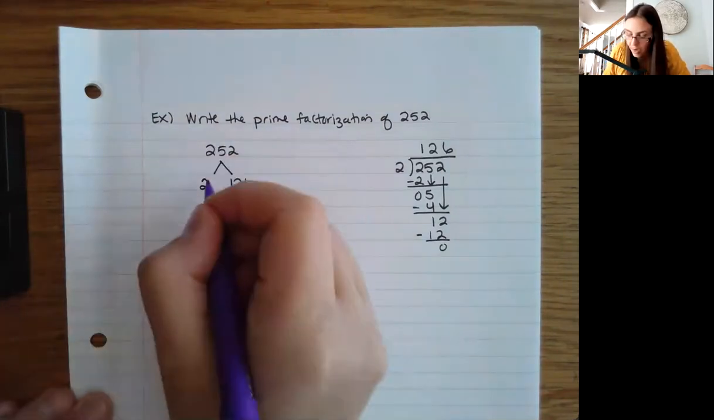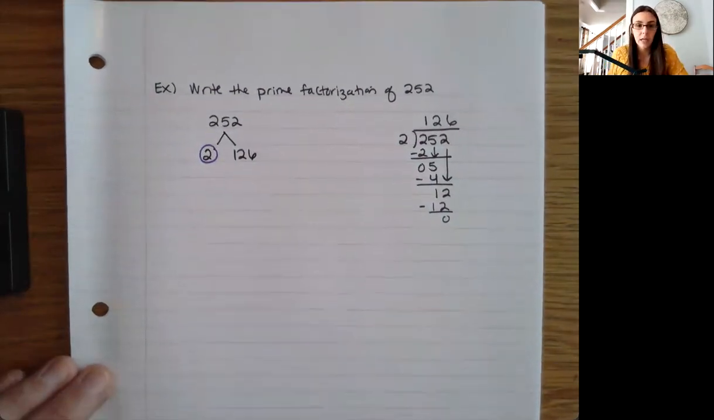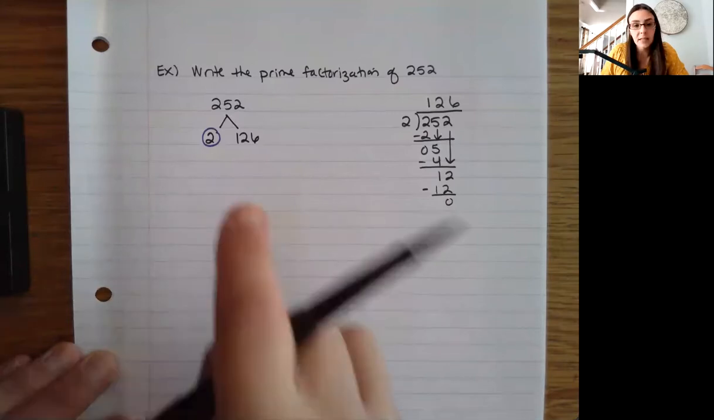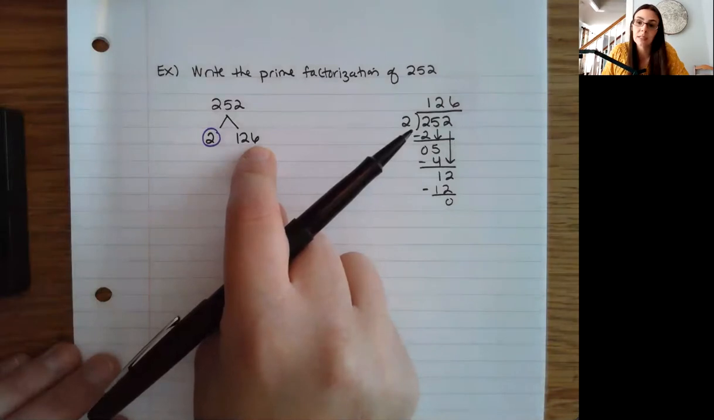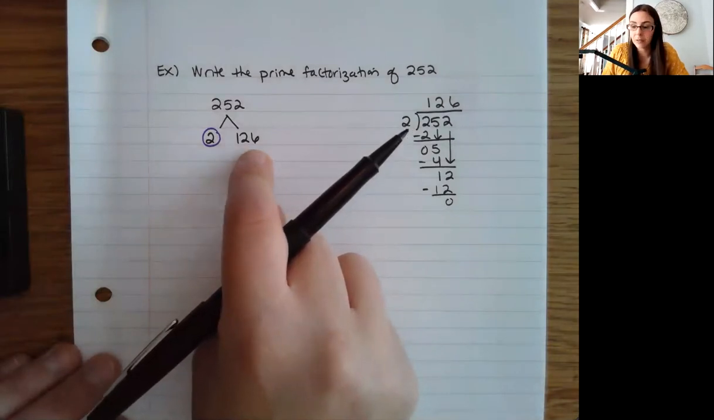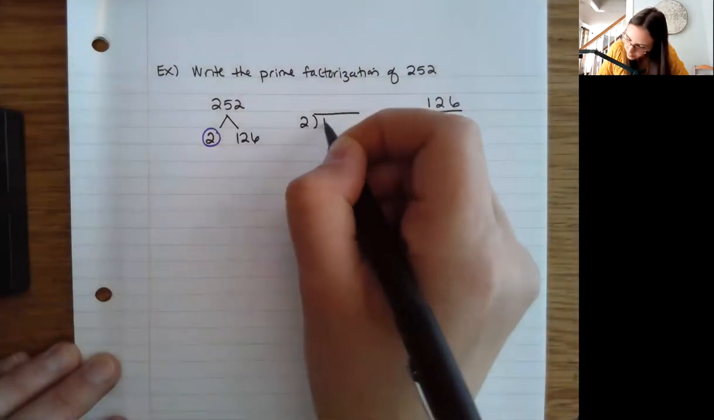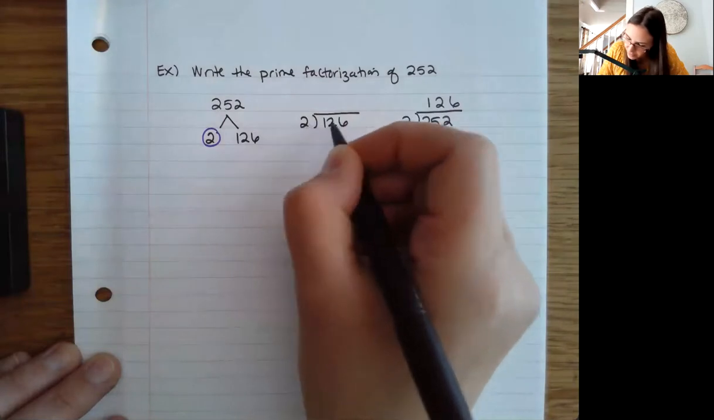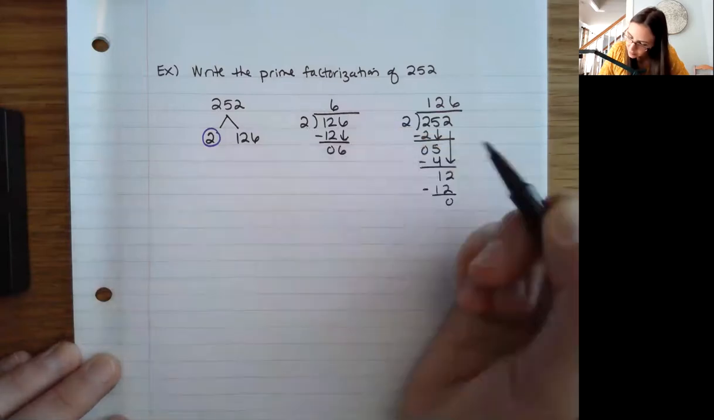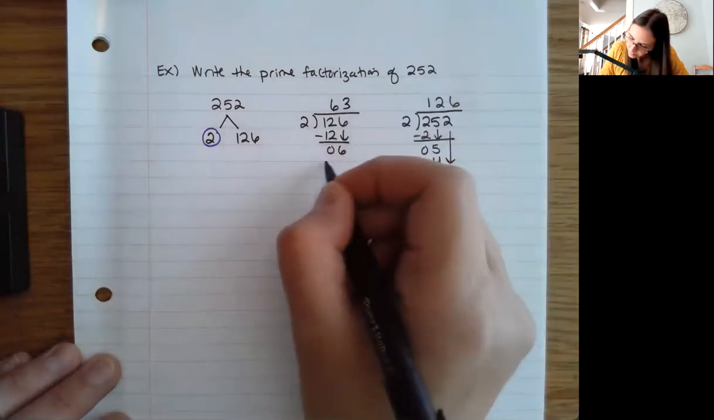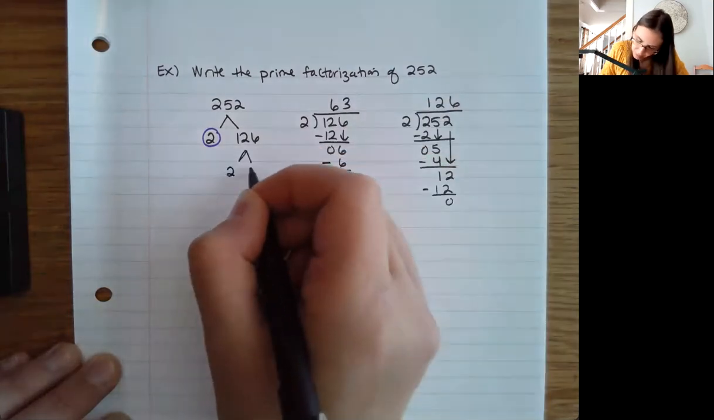Now I know 2 is prime, so I can circle that, but 126, I've got to see if I can keep breaking it down. I notice again that 126 is still even because it ends in a digit that is either 0, 2, 4, 6, or 8. So I'm going to divide by 2 again here. All right, so 2 does not go into 1, but it goes into 12 6 times. And 2 goes into 6 3 times. Okay, so this was 2 times 63.